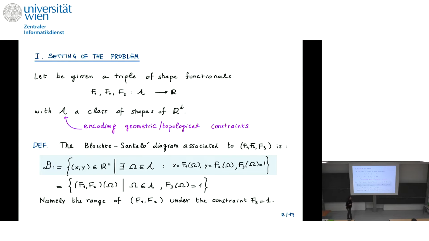So you look at the range of this vector shape functional. You take a shape, you compute F1 and F2, you find a point in the plane, and you take the collection of all these points.